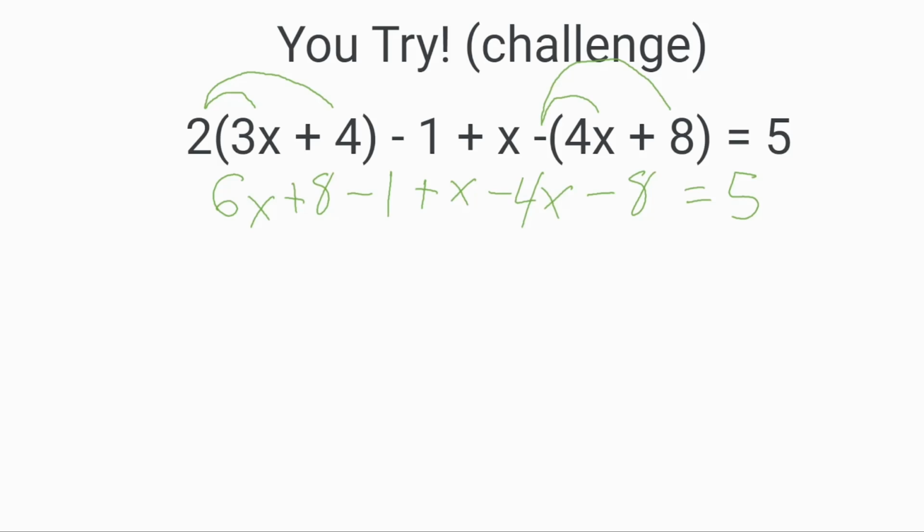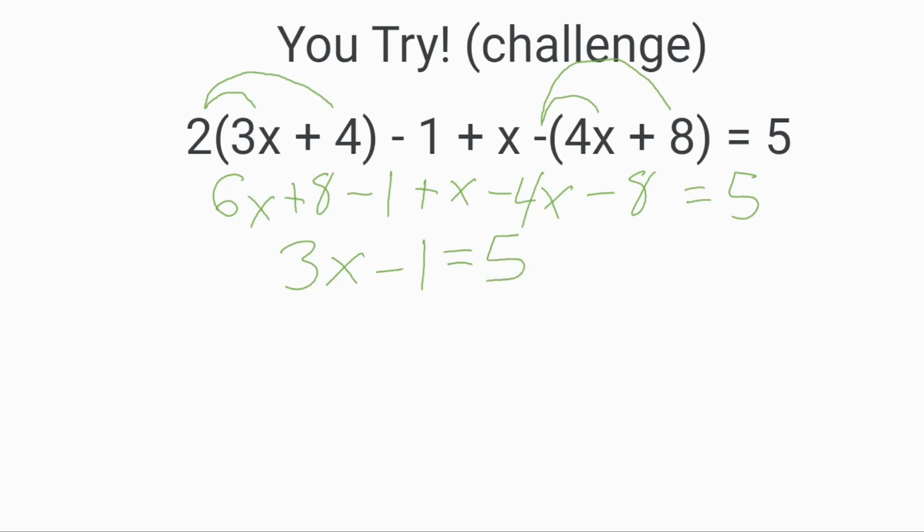We have a lot of terms here still, so let's squish them down by combining our like terms. All of our x terms need to be combined. We have a 6x here, a positive 1x, and a negative 4x. Well, 6 plus 1 is 7, minus 4 is positive 3. Now let's do the same thing for our constants. We have a positive 8, a negative 1, a negative 8, so that's 7 minus 8, which is negative 1. And we have that being equal to 5.